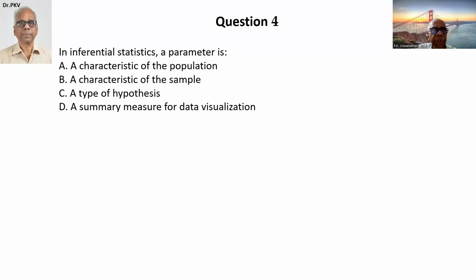Question 4. In inferential statistics, a parameter is: A, a characteristic of the population, B, a characteristic of the sample, C, a type of hypothesis, D, a summary measure for data visualization. As before, we have 4 choices, A, B, C, D, and you can read them. You make your own answer and note it down. I will give you a few seconds, and then I will flash the answer and explain why that answer is right. Okay?